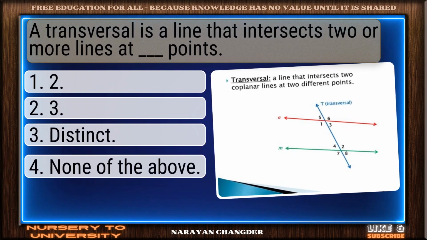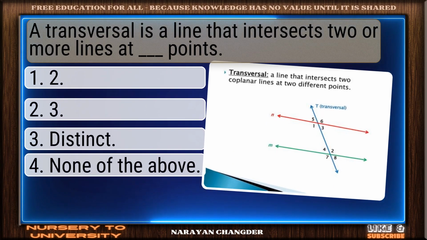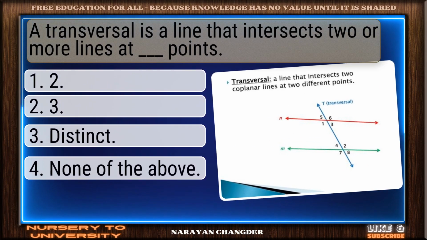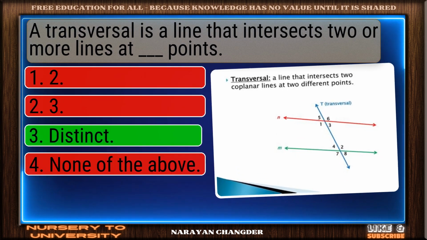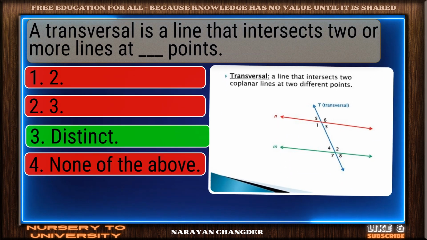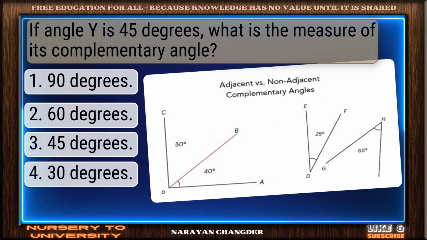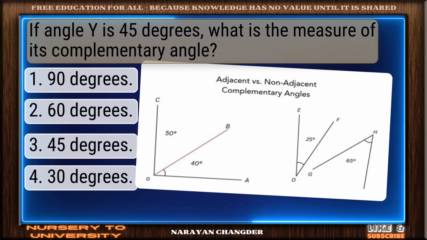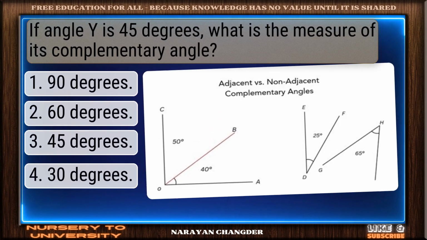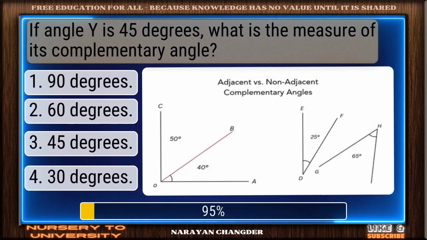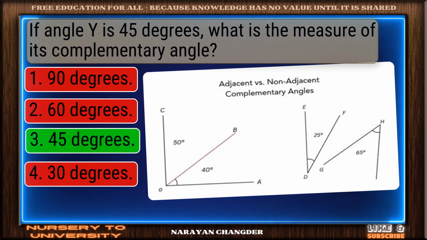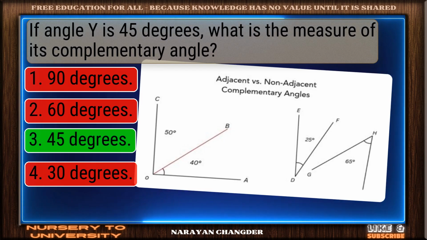Question number 85. A transversal is a line that intersects two or more lines at dash points. Strong choice. Distinct is the right answer. Question number 86. If angle Y is 45 degrees, what is the measure of its complementary angle? Excellent choice. 45 degrees is the right answer.